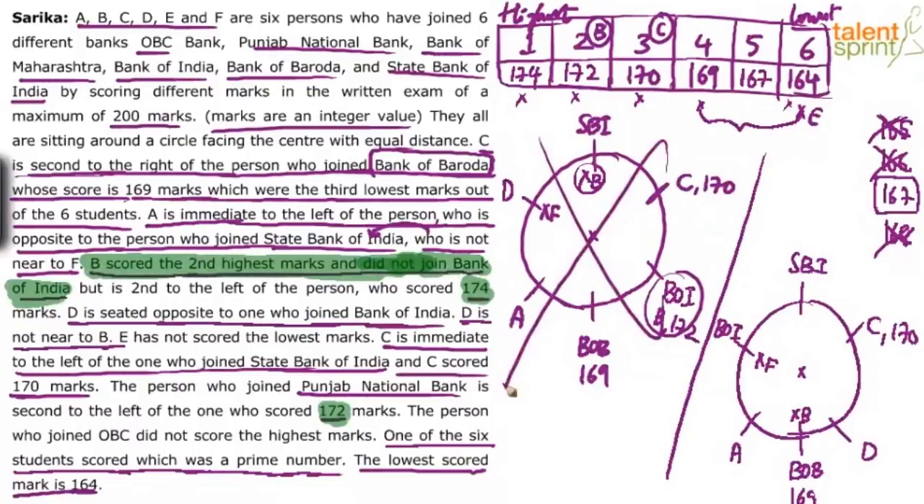Done. See, something being wrong doesn't mean that you have to worry. You should be happy that that case is eliminated. Now this case has to be correct, right? So close it now. B scored second highest, B did not join Bank of India.